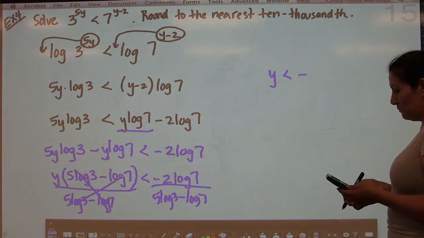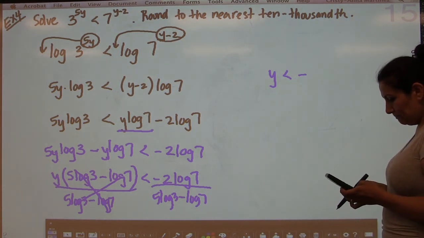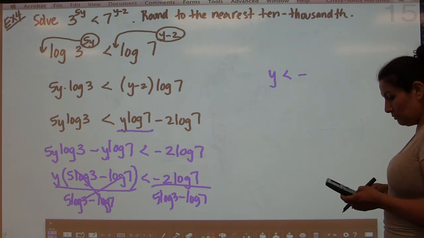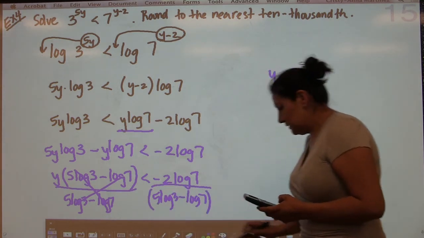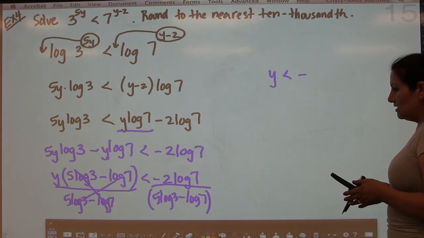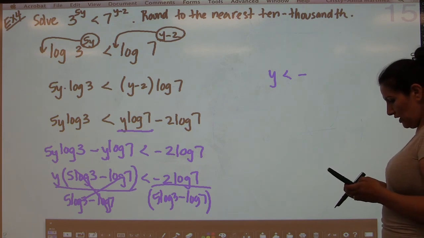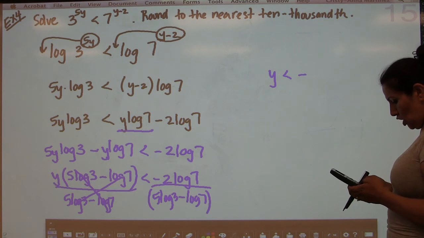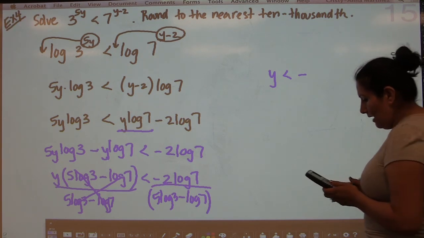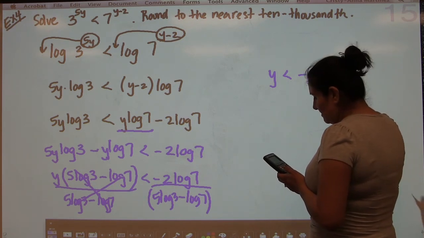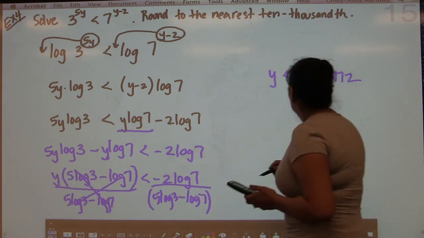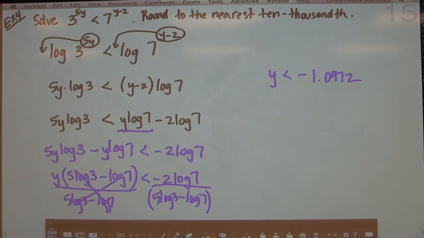So now what I'm going to do is I'm going to put 2 log 7 and divide that by, I'm going to use parentheses so that I can put this entire thing in parentheses. Be very careful that you need to make sure that you put all of this in parentheses. So I'm going to divide, I already did the 2 log 7, divided by 5 log 3 minus log 7. And I get negative 1 point, and it wants 10,000, so 0.972. Y is less than negative 1.0972. So that would be our solution.